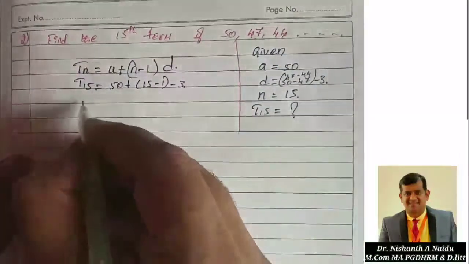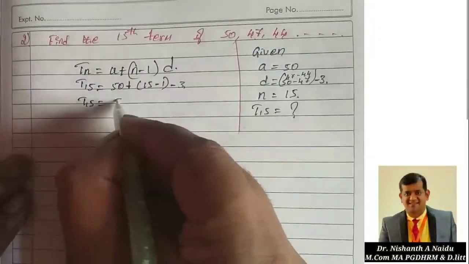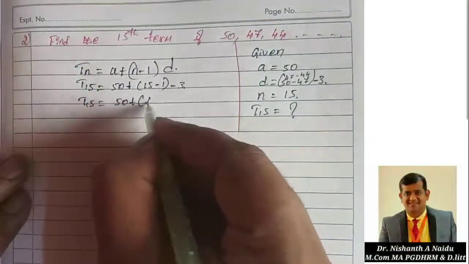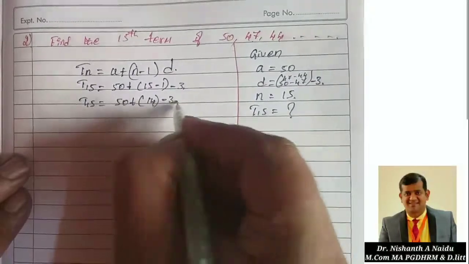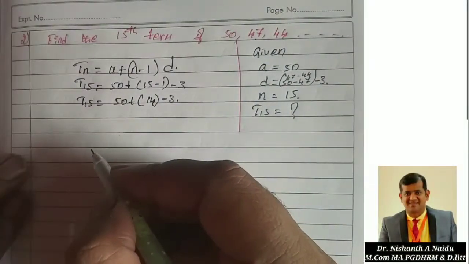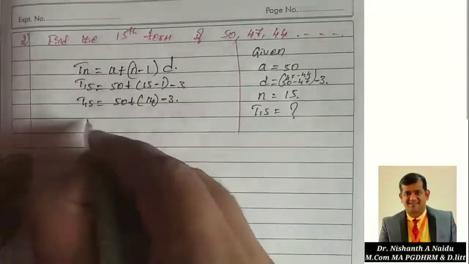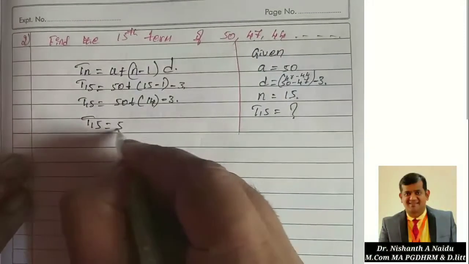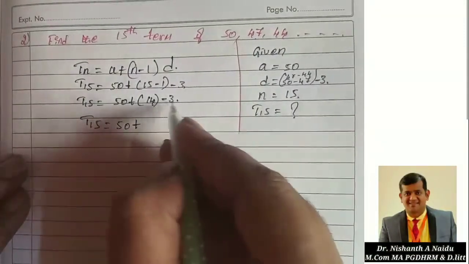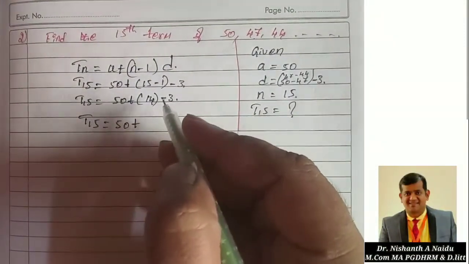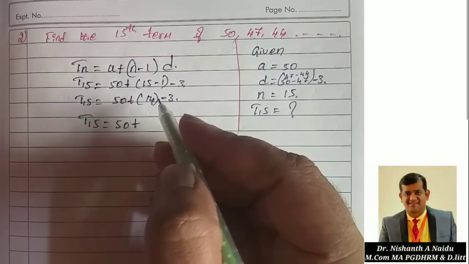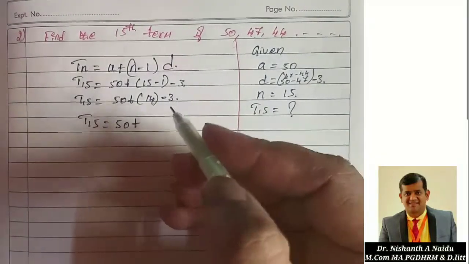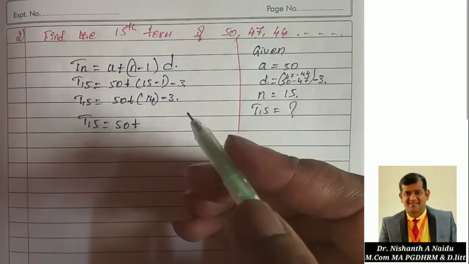So now let us move further. T15 equals 50 plus 15 minus 1, which is 14, into minus 3. Okay, so now t15 equals 50 plus 14 times minus 3. I use the calculator. Don't get confused. Whenever required, use the calculator, but take the correct answer.